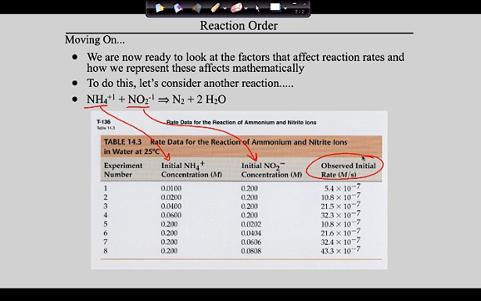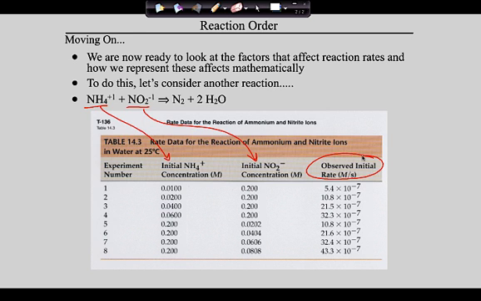So if you can picture this, in trial number 1, you get 0.01 molar this, you get 0.2 molar this, dump it together, measure the rate, pour it down the drain. Then you come back and do it again: 0.02 molar this, 0.2 molar this, dump it together, measure the rate, pour it down the drain. Then you do it again, 0.04 molar this, 0.2 molar this, dump it together, measure the rate, pour it down the drain, and you do this 8 different times.